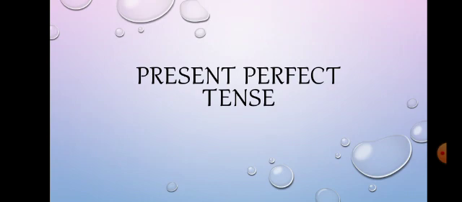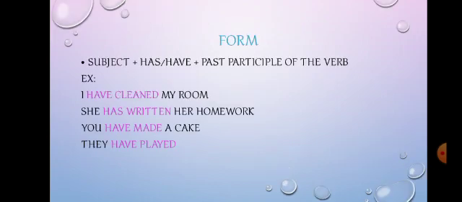That is the present perfect tense. So I taught you all how to write present perfect tense. That is the form. You put the subject first, then according to the subject, singular or plural, you put has or have, then the past participle of the verb, right?